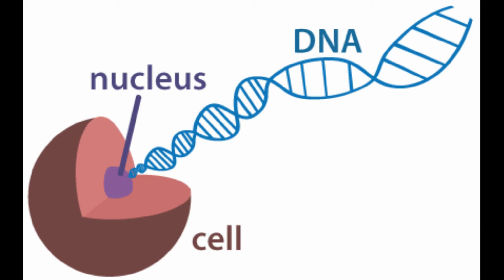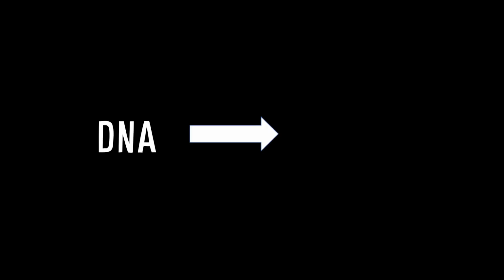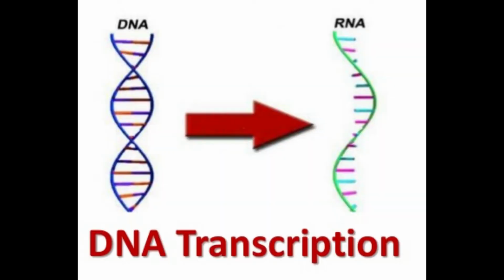Before we jump right into it, let's do a quick recap of how we got here. First, we have DNA in the nucleus of the cell. The DNA will replicate itself through a process called DNA replication. The DNA will then go through transcription. This is when the DNA will convert its genetic code into a copy contained within RNA.